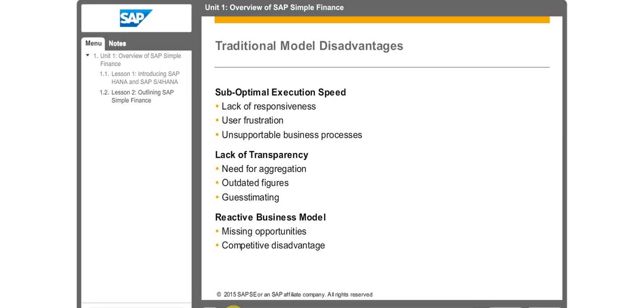Let's look at the disadvantages of the traditional model. The traditional model offers suboptimal execution speed. The system is not responsive, the user is frustrated because he cannot export the data he needs when he needs it, and finally, some business processes that could help your business are not supported due to the delay in the data retrieval. There is lack of transparency, leading to need for aggregation.